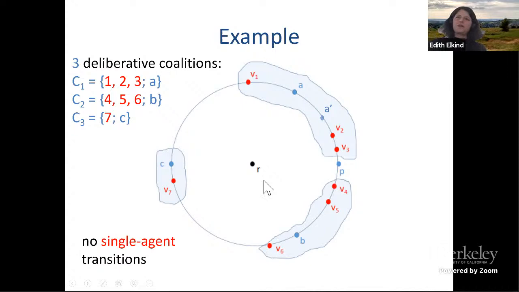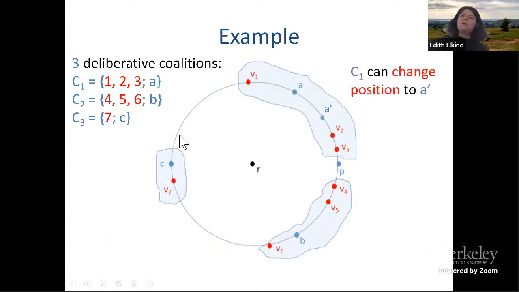And of course, similarly for the agents here. V7 can't move to this collision because B is too far. V7 can't move to this collision because A is too far.